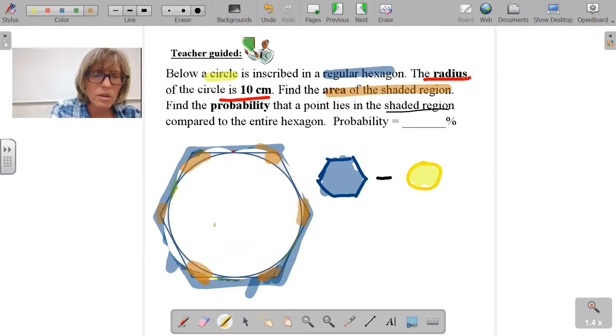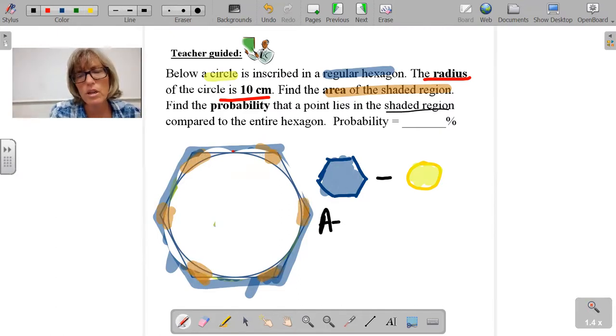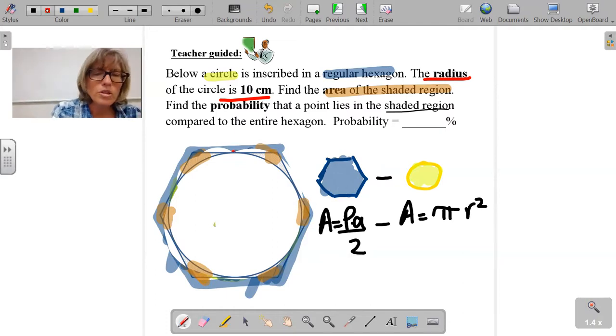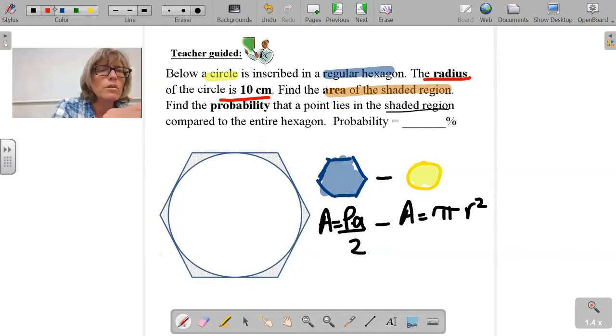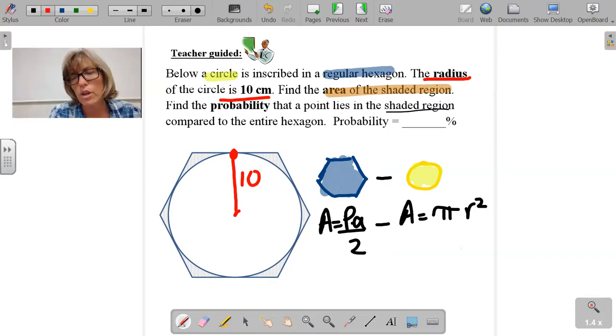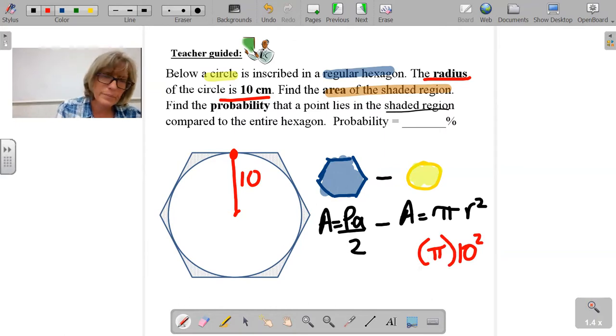It's getting a little messy. All right, so we write our equations. Area of this is... Let's start with the easy one. We were given the radius of the circle. Let me clean this up a bit. Okay, there's the radius of our circle, 10. So we're going to come over here. That's 10 squared times pi.